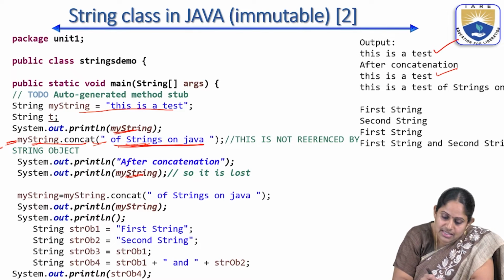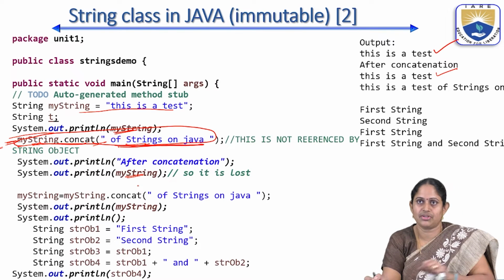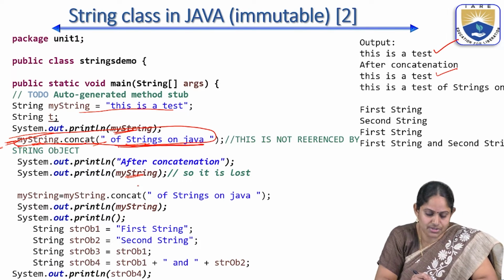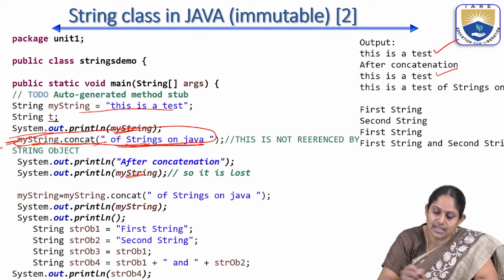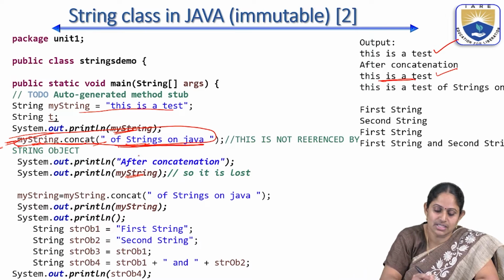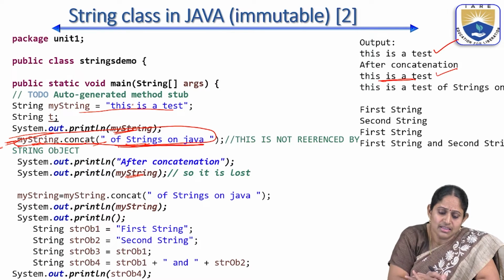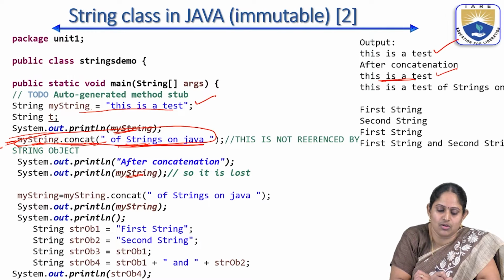This statement is creating a new object, but it is not being referenced by the myString object. That is why we are getting only the output "This is a test". The myString object created here is not updated after concatenation.